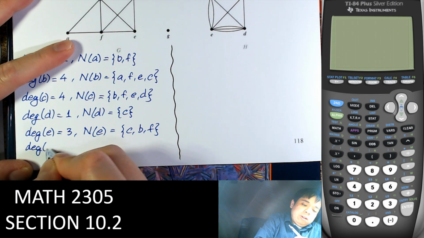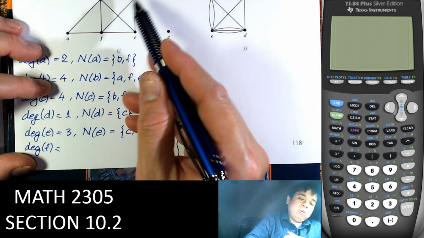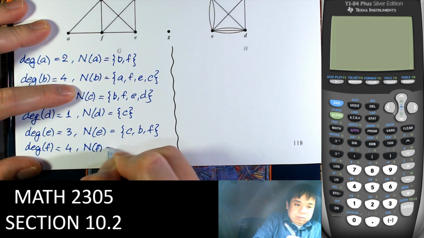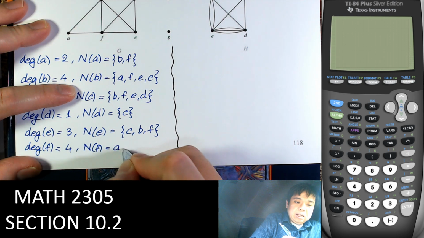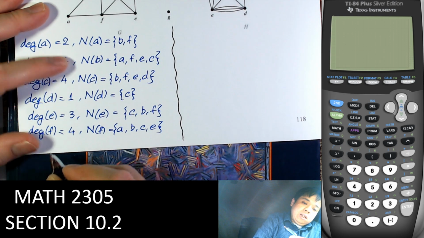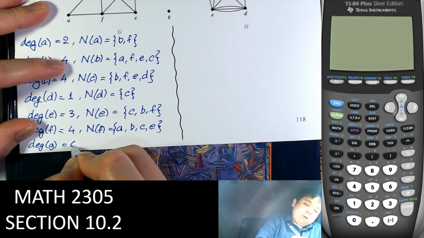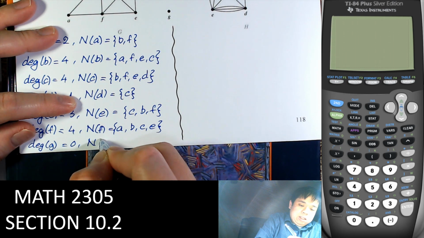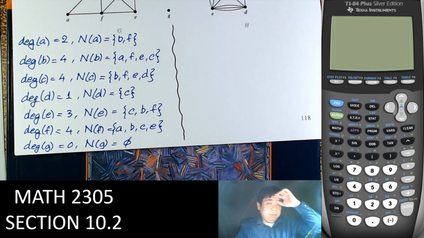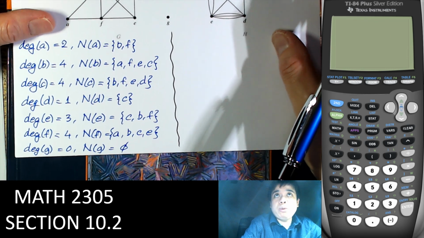Degree of F: 1, 2, 3, and 4. Neighborhood of F: A, B, C, and E. And degree of G, no edge connects to it, so that will be 0. And the neighborhood of it will be an empty set. Right. So it's simple enough, very straightforward too.